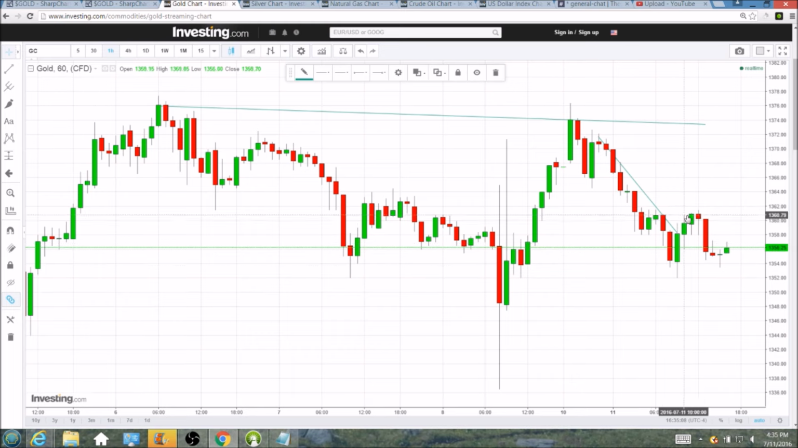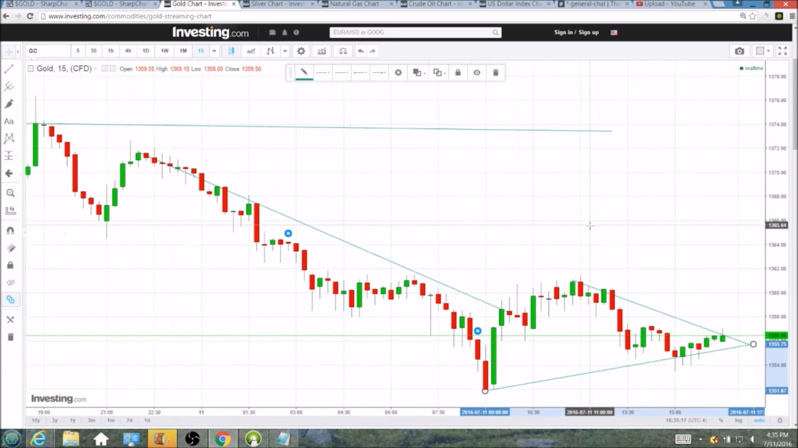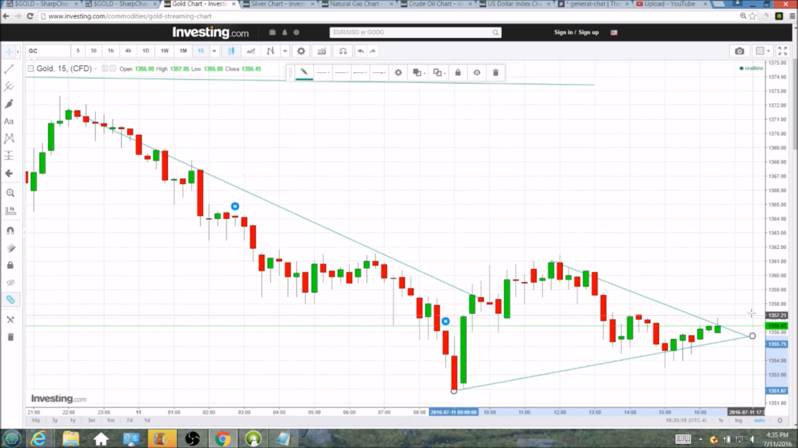So when I see this forming on the hourly chart, I say, okay, I can see we're seeing a lower high and a higher low, but I want to get some more details. So I zoom in. On the 15-minute chart, I can draw this trend line and see a very clear break from this pattern when it does occur.